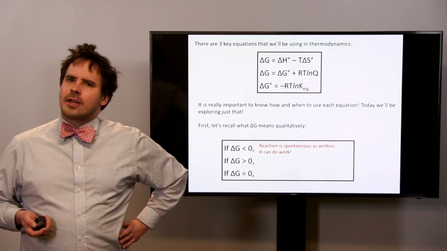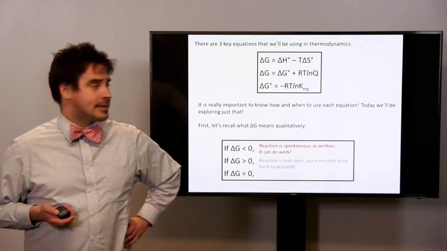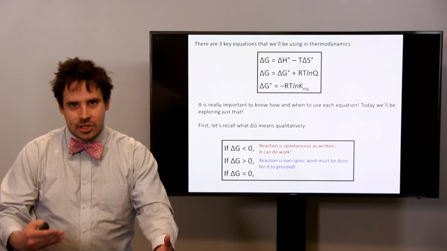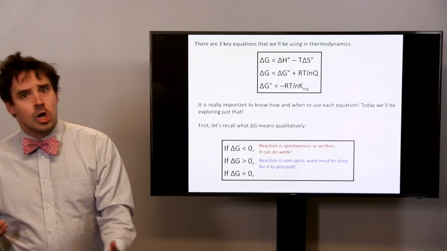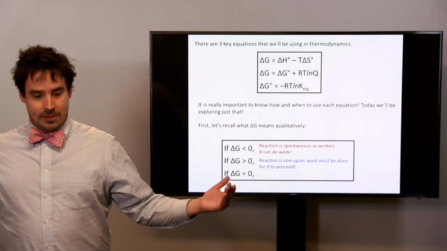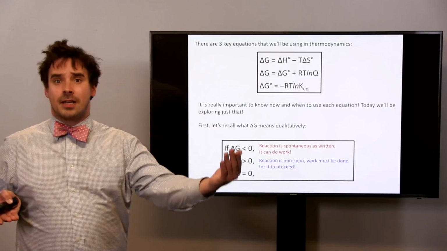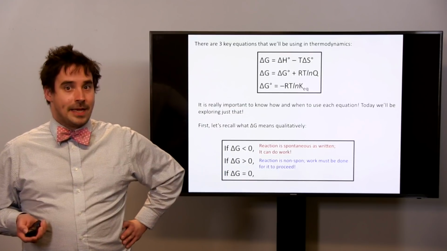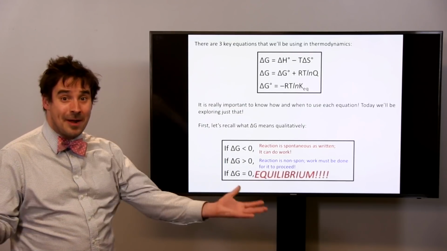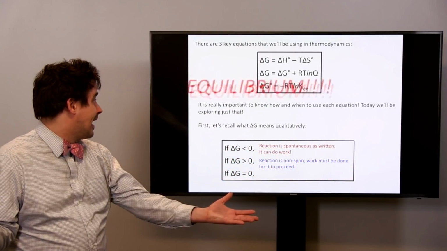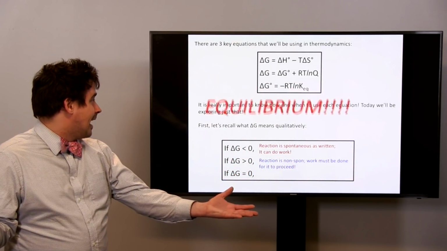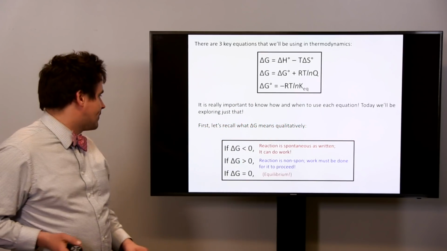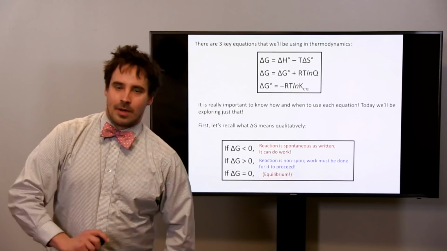What if delta G, however, is positive? Well, in that case, a reaction is non-spontaneous. In fact, we have to do work on the reaction to get it to occur, either some sort of pressure volume work, or perhaps putting it into some sort of circuit to get electrical work to be done, etc. Finally, if delta G equals 0, what does that mean? Well, that means we're at equilibrium! How exciting! So if delta G equals 0, we're at equilibrium.